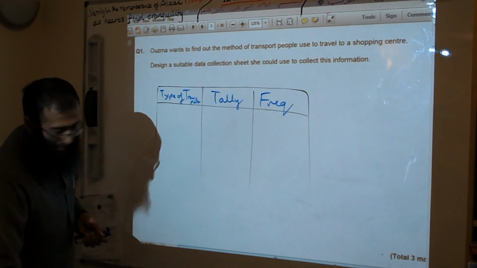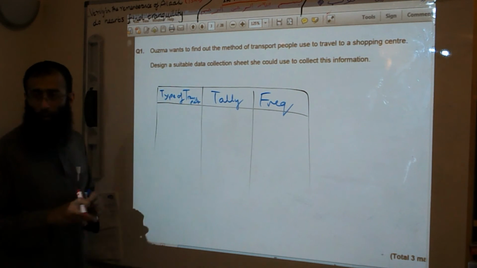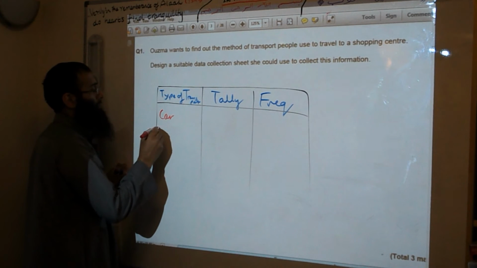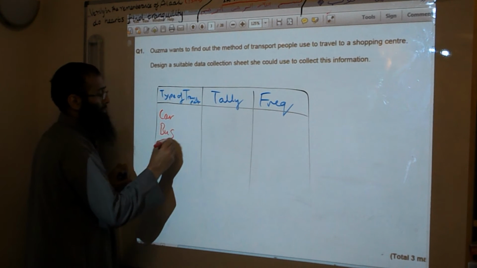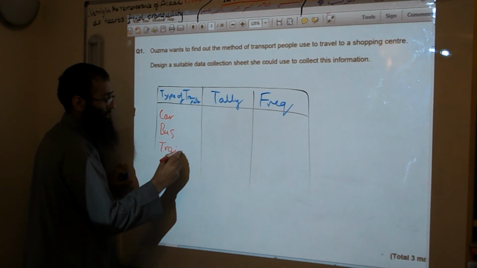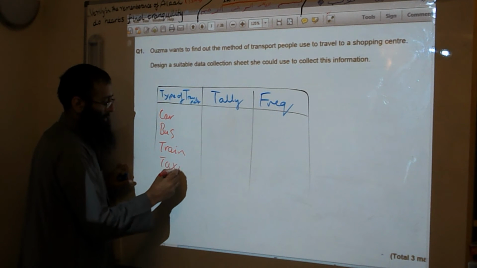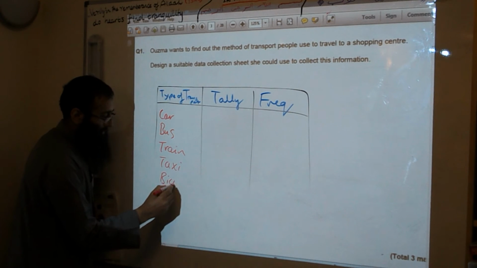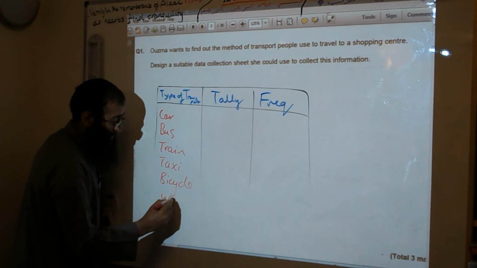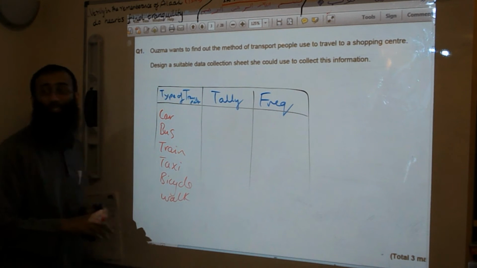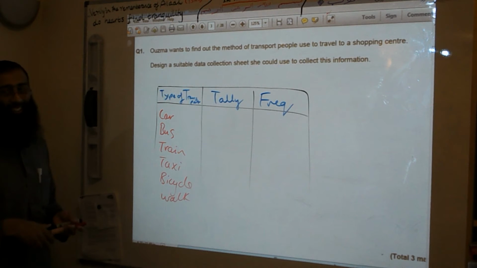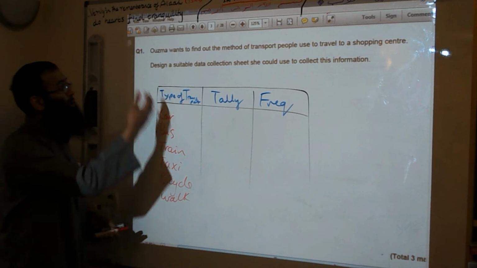Now, since we are here, type of transport, what kind of transport could it be? Car. Bus. Train. Taxi. Cycle. Walk. Bicycle. Plane. Ferry. You must have some rich friends or family members that come by ferry, or yacht. Okay, that will do for us for the moment.